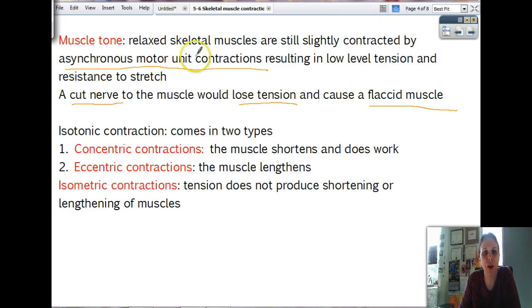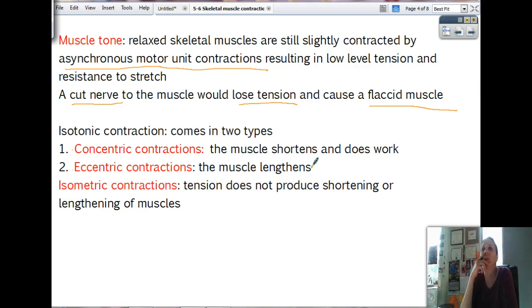So these types of contractions that affect our muscles come in two varieties. We have concentric and eccentric contractions. Concentric contractions is where the muscle shortens and does some sort of work. So if I pick up something heavy, it's doing work. So that's concentric. Eccentric contractions is the muscle lengthens, so it's going beyond the contraction.